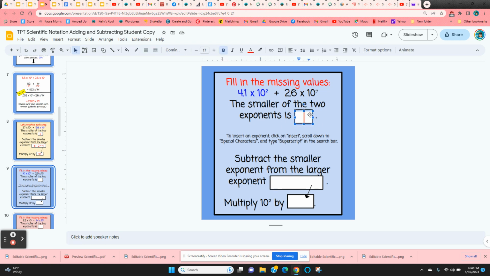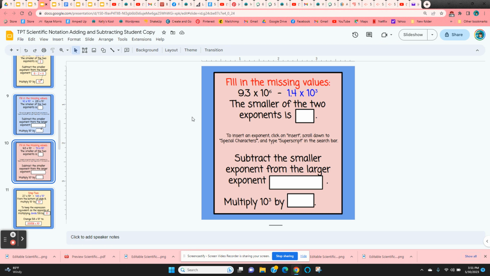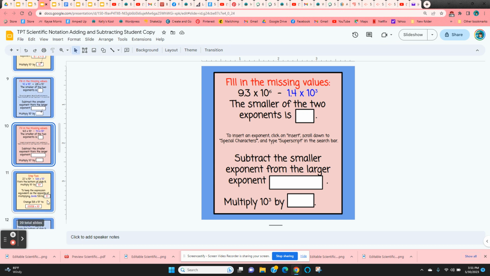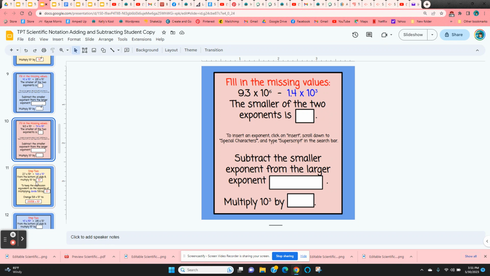The smaller of the two exponents is, and so they're going to put in a 2 because it's a 2 and a 7. They're going to subtract the smaller from the larger, so 7 minus 2 is 5, and that means they're going to multiply by 10 to the fifth power. They're going to practice again. This is just step 1. So you're looking at the exponents, the smaller of the two, and this one is 3. Subtract the smaller from the greater, so 6 minus 3 is 3. They're going to multiply by 10 to the third power. Okay, so that's just step 1.